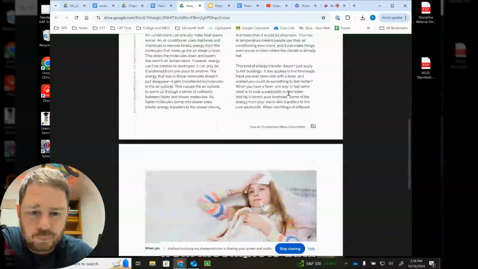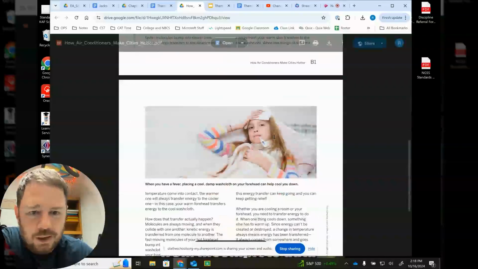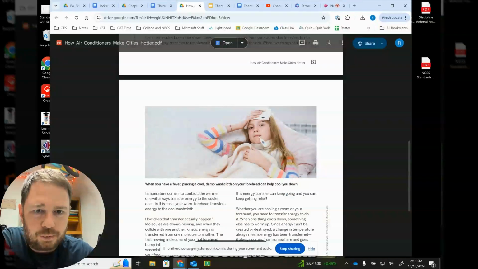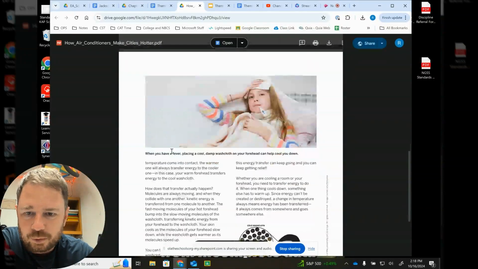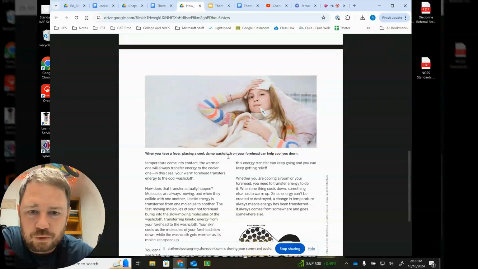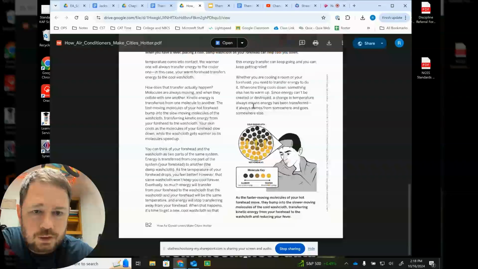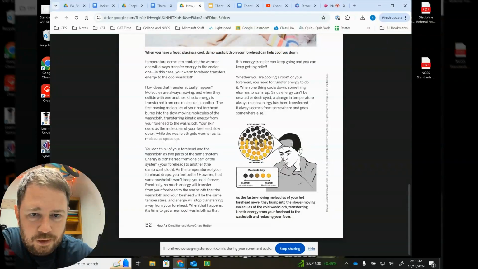Let's scroll down. We see someone that looks like they might have a fever. They've got a thermometer and they're putting something on their forehead. This says when you have a fever, placing a cool, damp washcloth on your forehead can help cool you down. Here it shows another picture, same thing. We have hot forehead, cold washcloth, and it looks like energy is going from one location to another, and there's a little key showing the amount of energy.